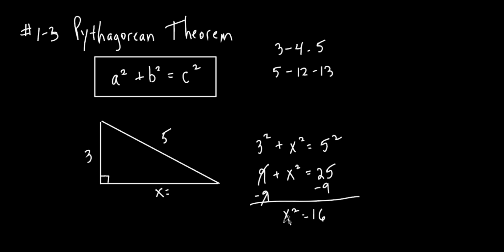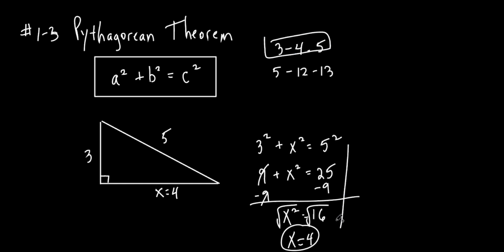Now, what do I do to get rid of that square? I take the square root. So x equals what? What's the square root of 16? What number times itself is equal to 16? It's 4. So there you go. Just like we said it was, because we knew that that was a 3, 4, 5 triangle. Everybody see that? You could have saved yourself all that work by just looking at it and recognizing that it was 3, 4, 5. Okay?